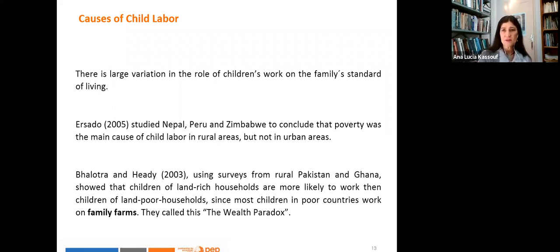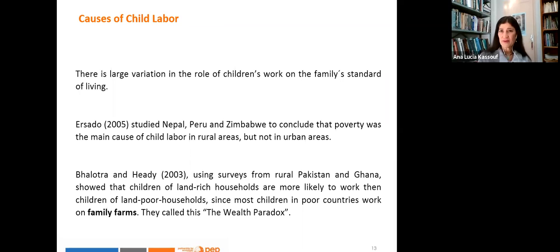There is a classical paper by Bhalotra and Heady that uses surveys from rural Pakistan and Ghana and shows that children of land-rich households were more likely to work than children of land-poor households. So since land is related to wealth, they say, well, if you are rich, you are using more child labor. How is this? So they call this the wealth paradox. And the reason for that is market imperfections.